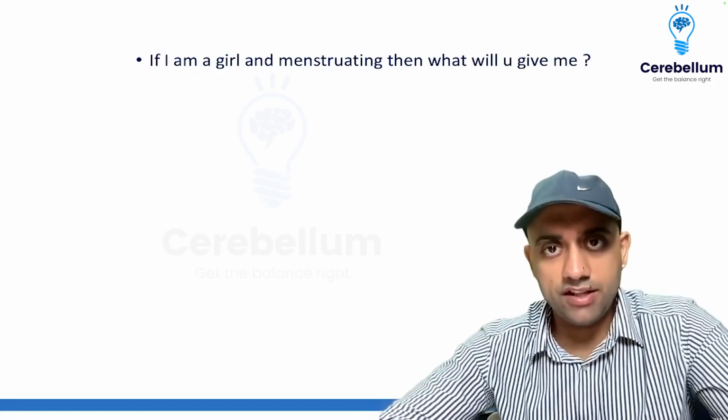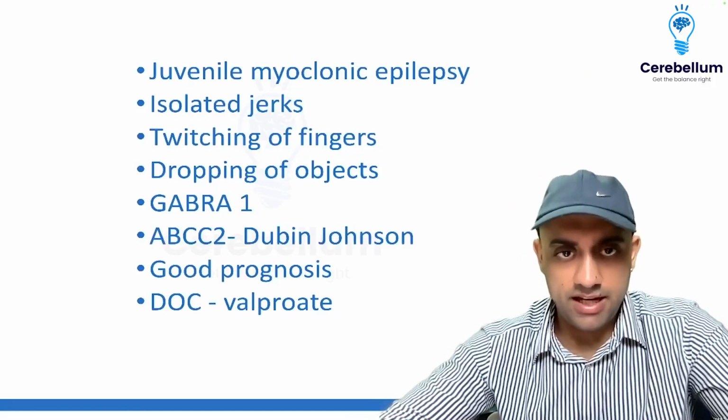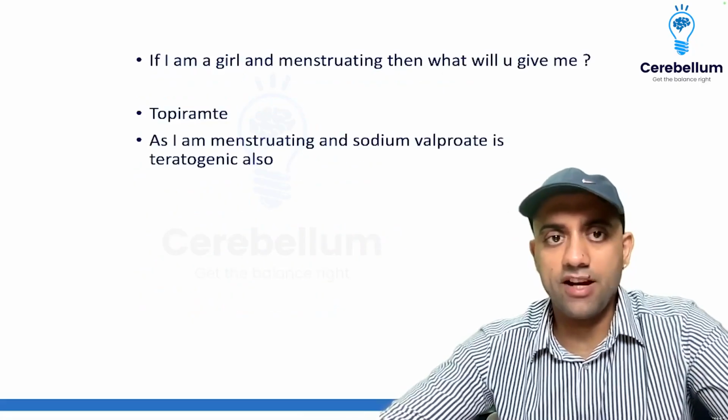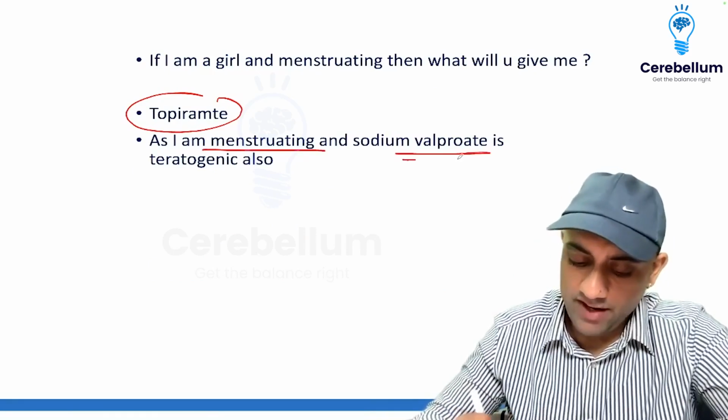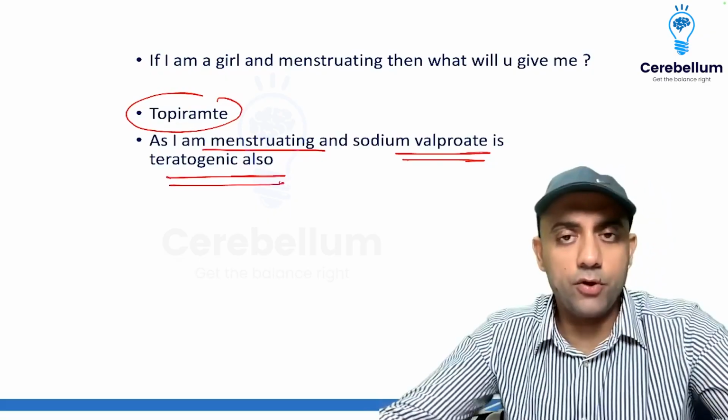If I'm a girl and menstruating, then what will you give me? I am a JME case, but I'm a girl. Will you give me sodium valproate? No. That time you'll give me topiramate, because I'm menstruating and sodium valproate is teratogenic. It's a US Assembly question.